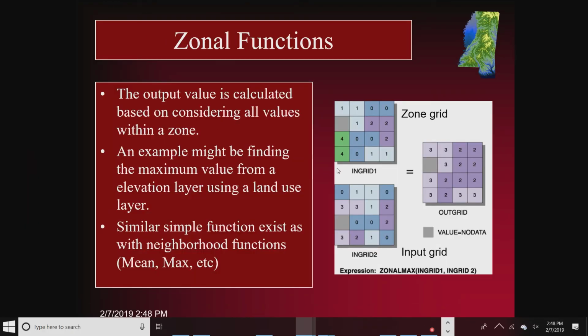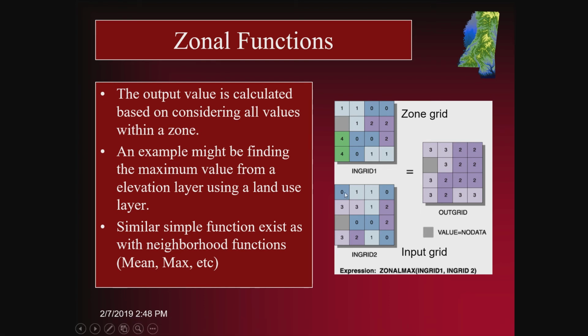What I'm trying to say is these 1, 2, 3, 4, 5 cells have a value of 1 in the zone grid. And so the zonal max says, what's the maximum value out of 0, 1, 3, 1, and 0? Well, the maximum value in those is 3. So all of the values that were 1 become the zonal max, which is 3.